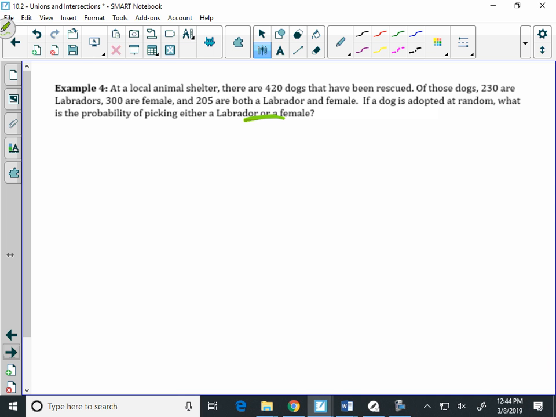Okay? That formula is probability of the first thing. What was the first category they gave us? Labrador. Yeah, we're dealing with dogs. They said there's 420 dogs. Of those dogs, we have labs.